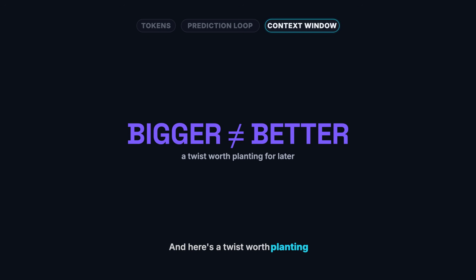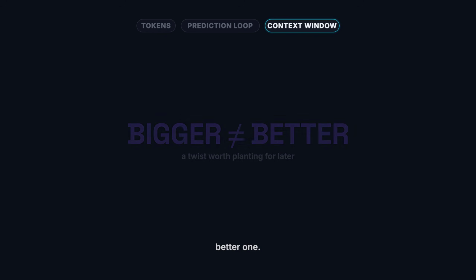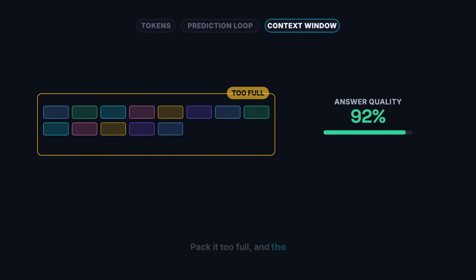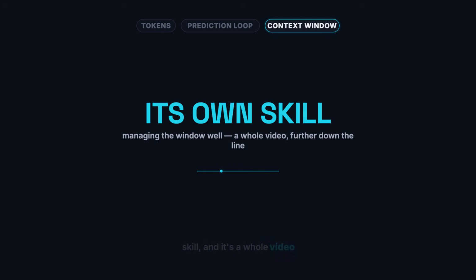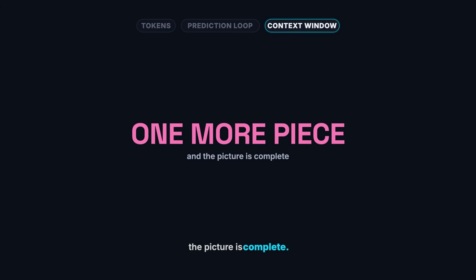And here's a twist worth planting for later. A bigger window isn't automatically a better one. Pack it too full, and the quality of the answers can quietly drop. Managing that well is its own skill, and it's a whole video further down the line. There's one more piece, and then the picture is complete.